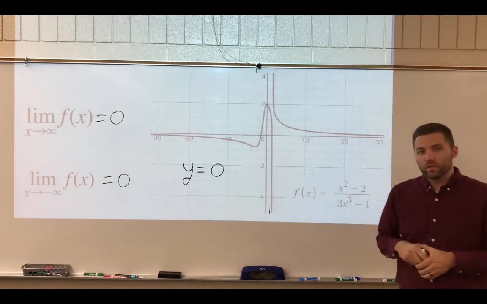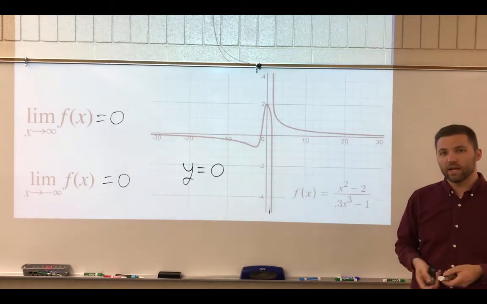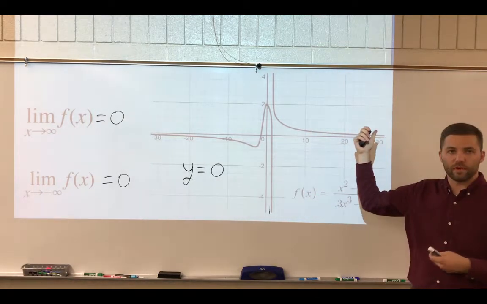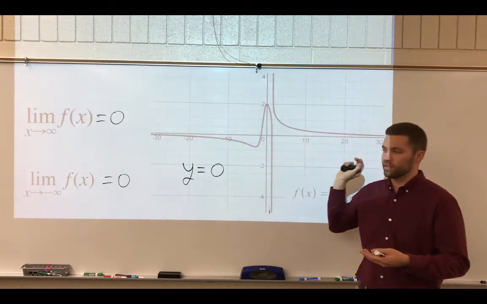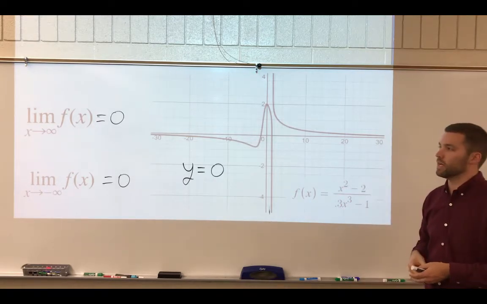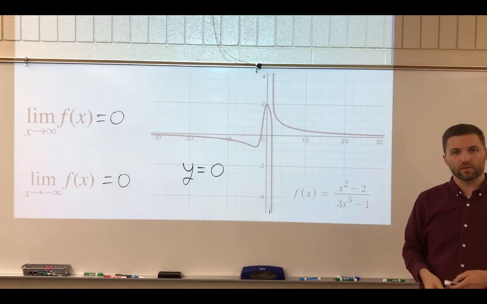One last note, you can have two horizontal asymptotes in a graph. You could have the limit to the right approach a value like 2. You could have the limit to the left approach a value like -4. Okay? So it does not always have to be the same value, although lots of times it is.